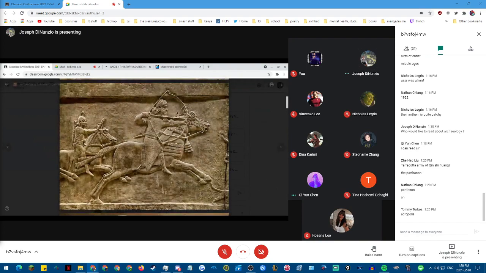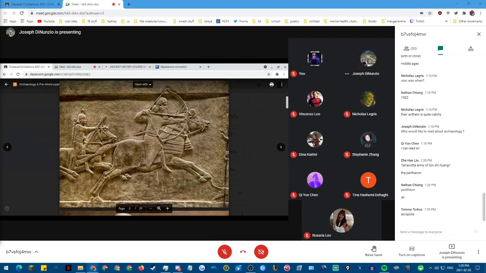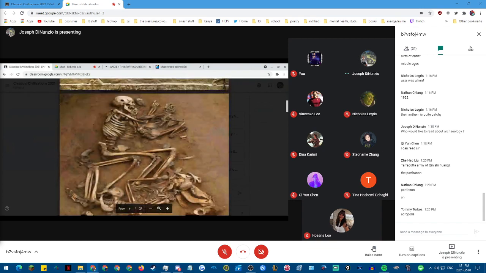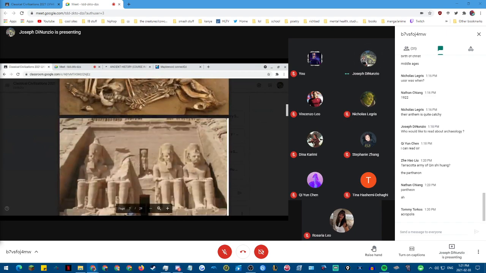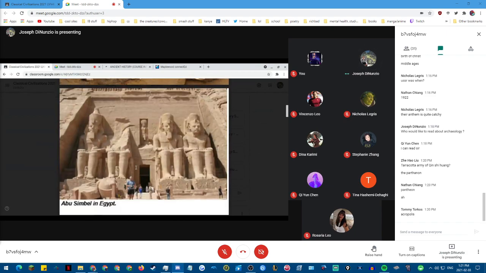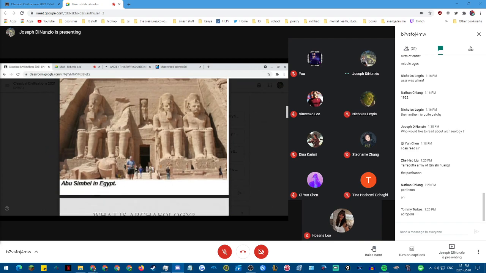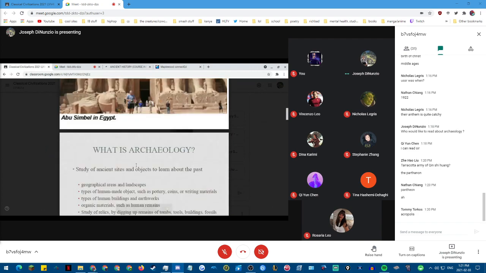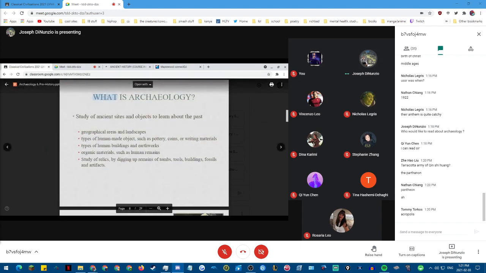This is ancient Mesopotamian art. Okay, now let's take a look at some more discoveries. Abu Simbel in Egypt. Continue, Sabrina.